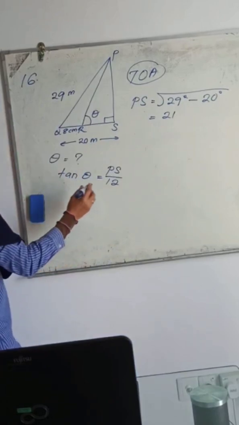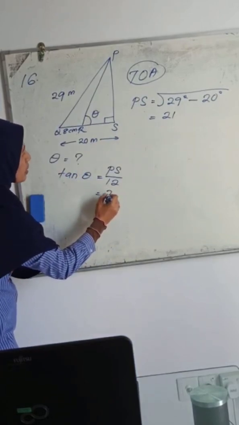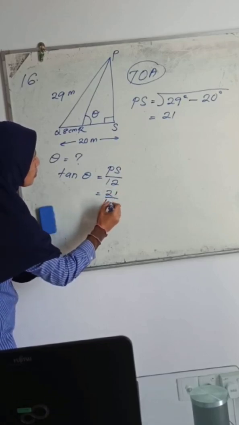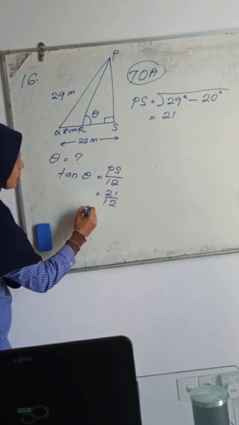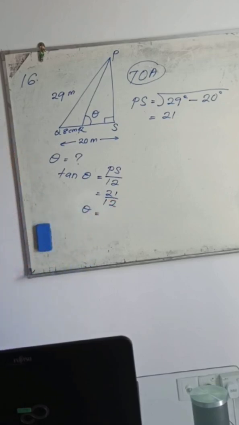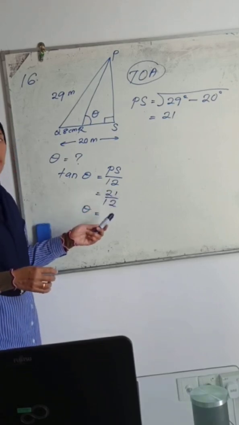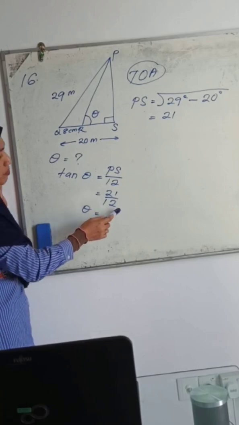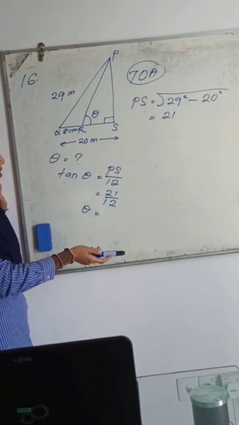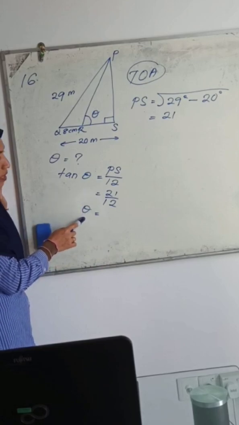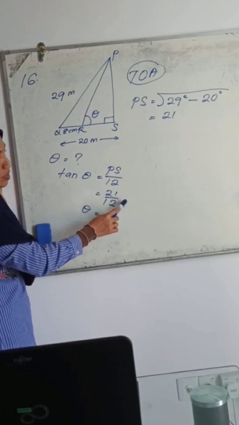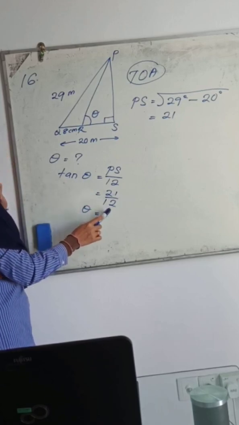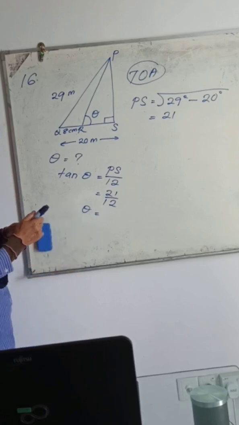Now we can find the value of tangent. You just press the calculator to get the value of theta. So tangent theta equals 21 per 12. You no need to simplify, you just press your calculator to find the value of theta. If this is the final answer, you have to simplify. Shift tangent 21 per 12.